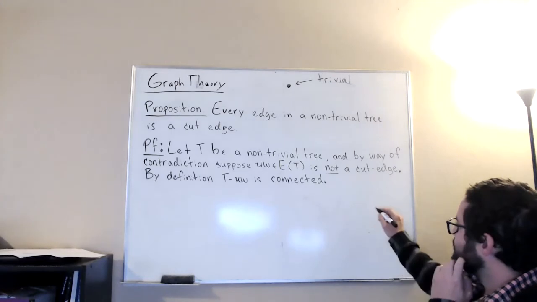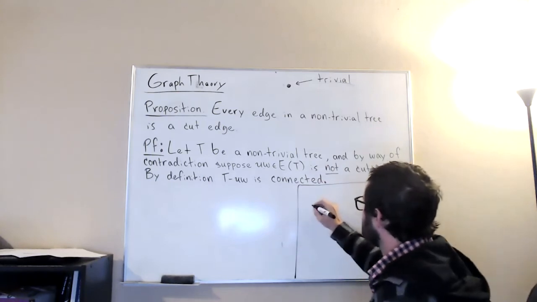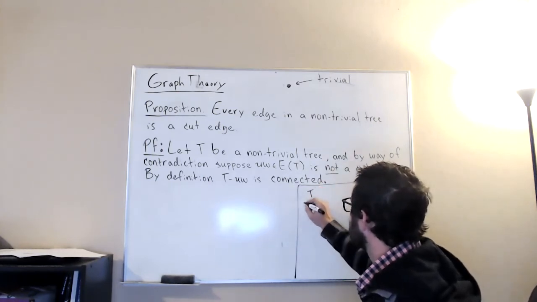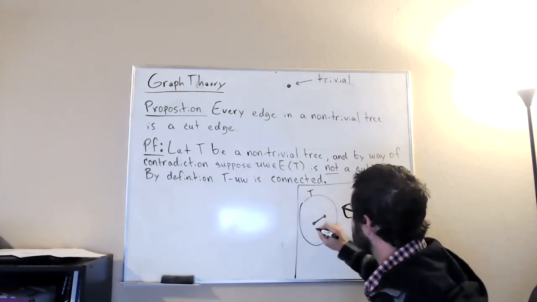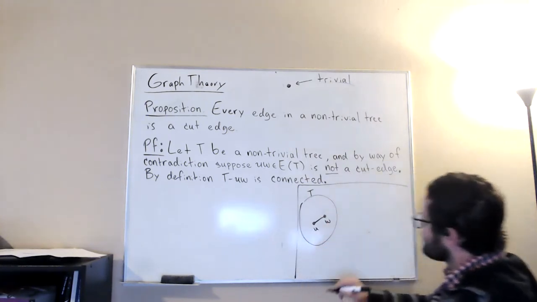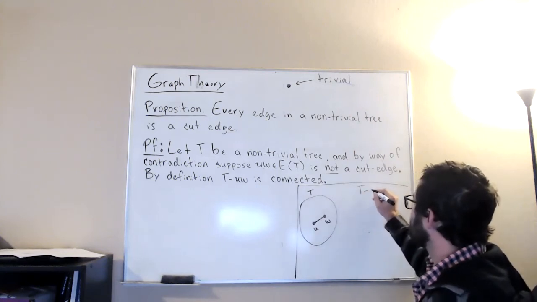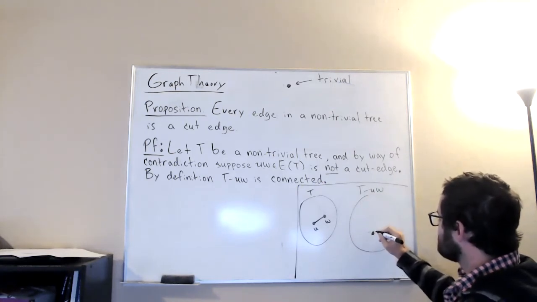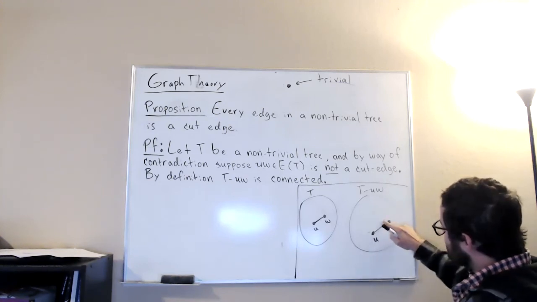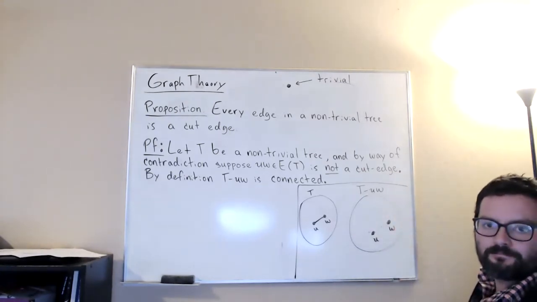So I'll put the picture over here. So here's T. Okay. And then here's U, here's W. And then over here, this is T minus UW. So I cut that edge away. Okay.